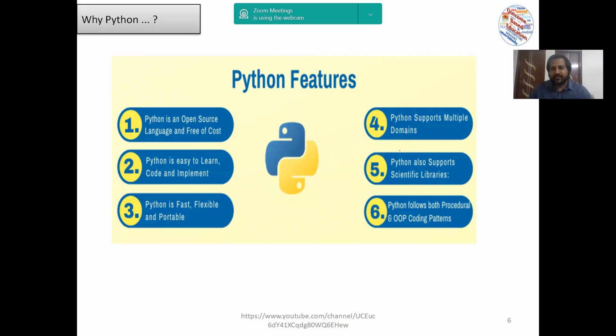Okay, so why are we choosing Python? That is the question. So these are the popular features of Python. Python is open source. Open source means you no need to pay anything for using Python. It is free of cost.